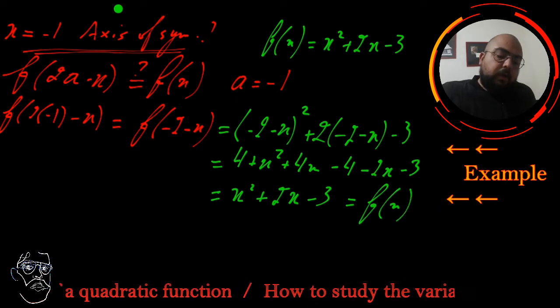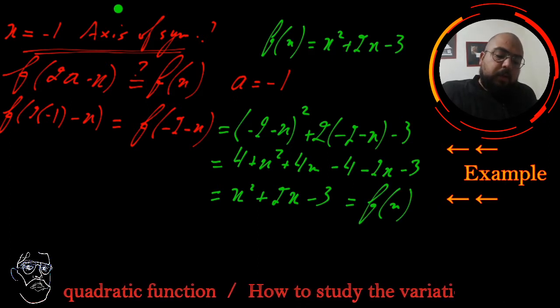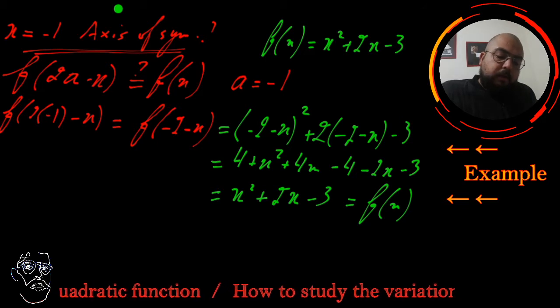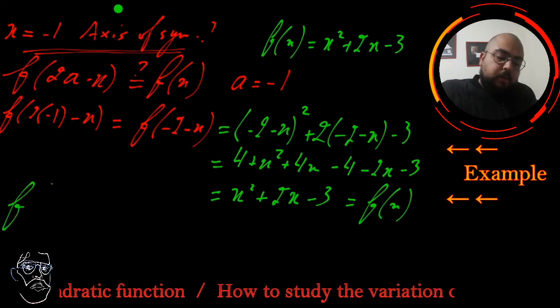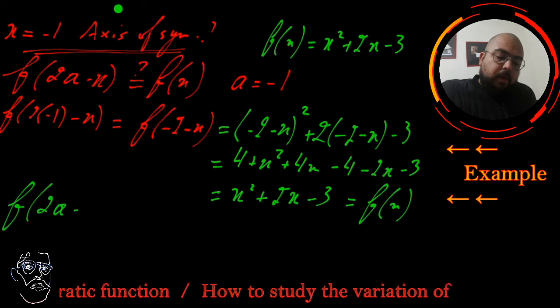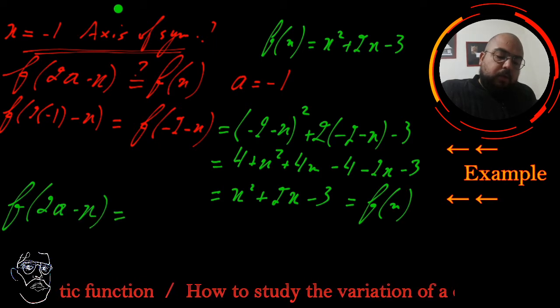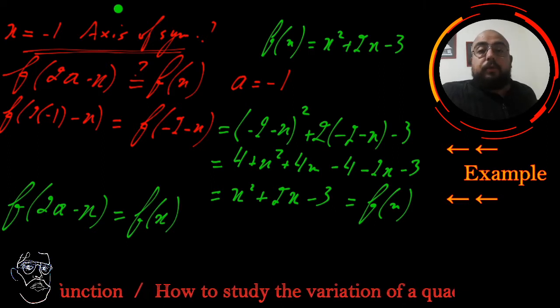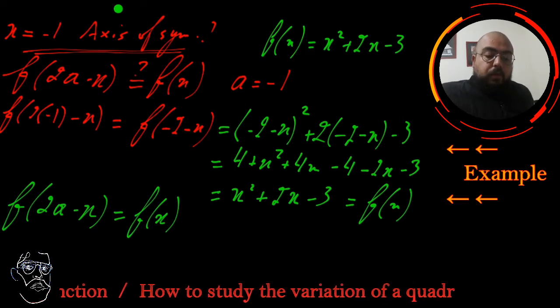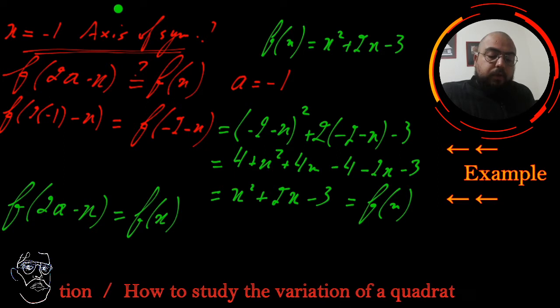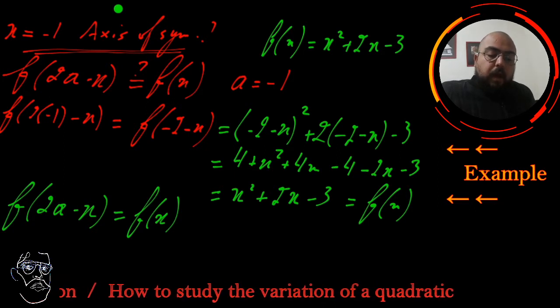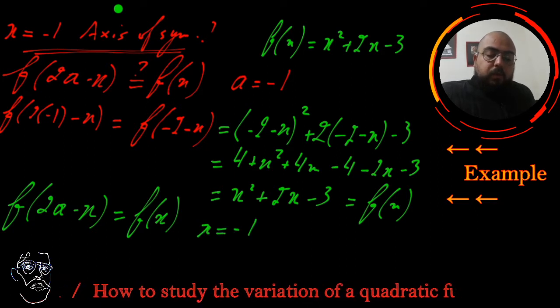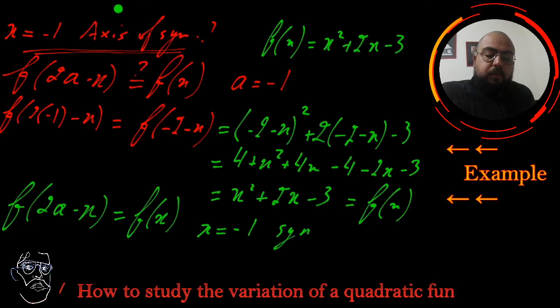So whenever I calculated f of 2a minus x, I was able to find that f of 2a minus x is equal to f of x. So since I was able to verify this relation between these two functions, I can say that x is equal to minus 1 is an axis of symmetry.